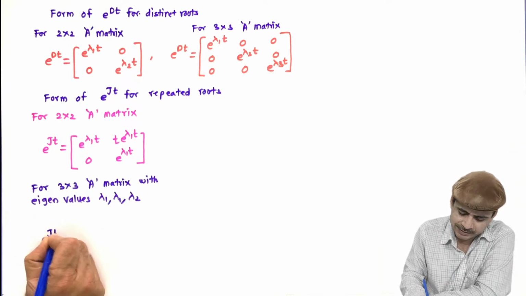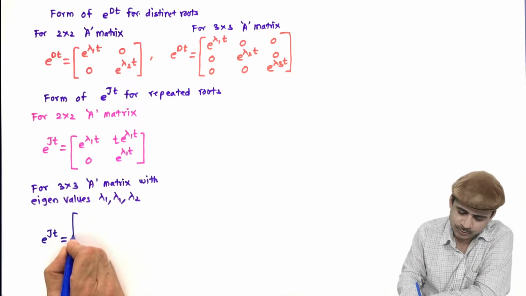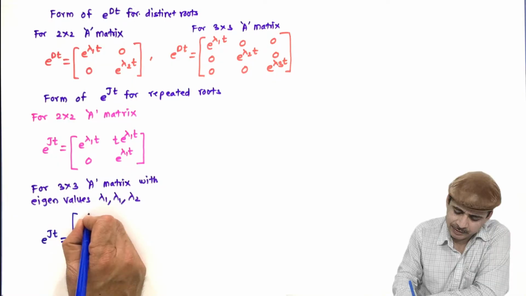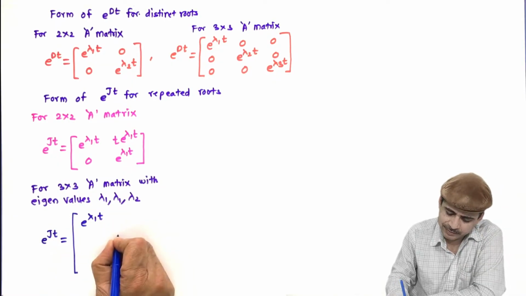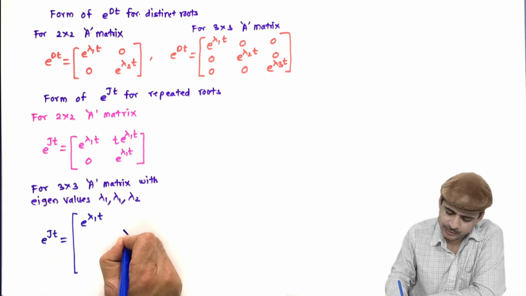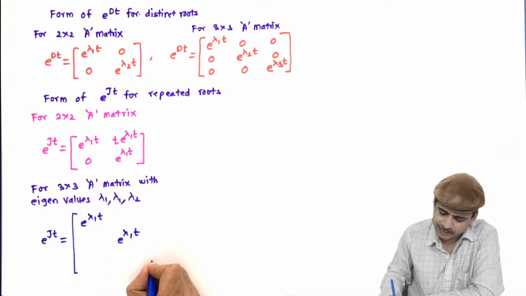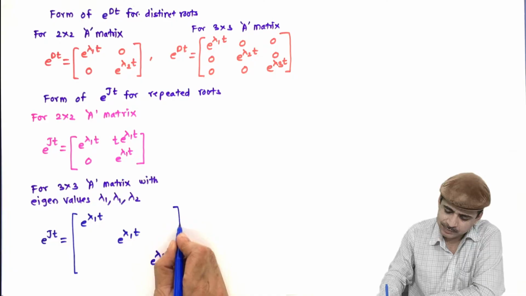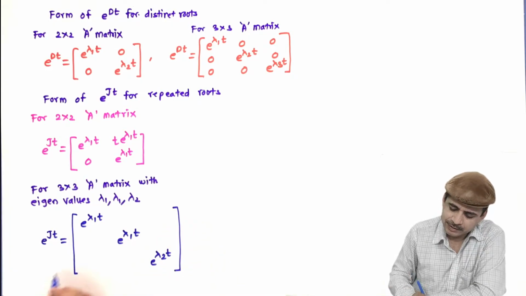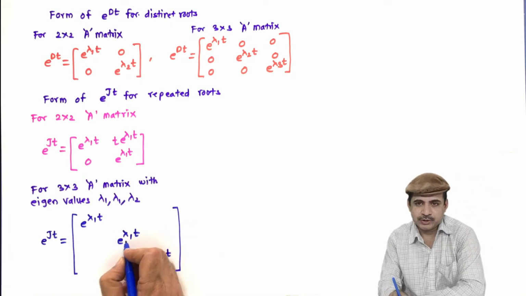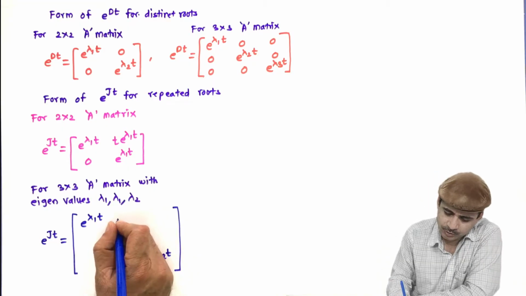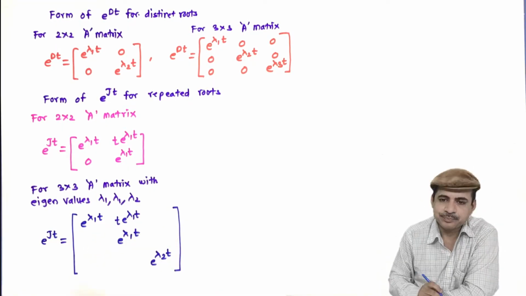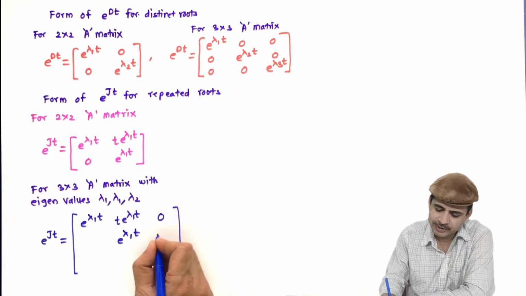then e raised to jt is equal to e raised to lambda 1t, e raised to lambda 1t, e raised to lambda 2t. This is the diagonal, correct, and this is the repeated root. So now take the derivative of this, so it will be t e raised to lambda 1t and the remaining elements will be 0.